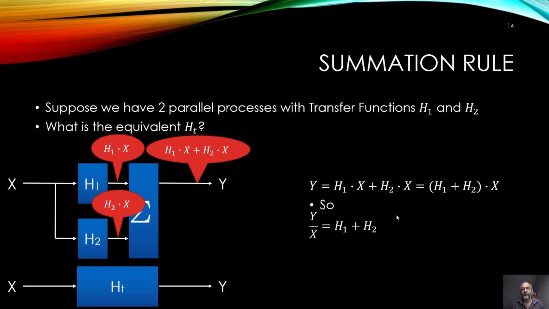Or in other words, the transfer function of this whole system, that's output divided by input, is H1 plus H2. So this is the summation rule that applies when we have two parallel processes with their outputs added in the end. Both of these rules, even if you forget them, you can easily deduce again by yourself using these intermediate steps that I also show here in the slide.